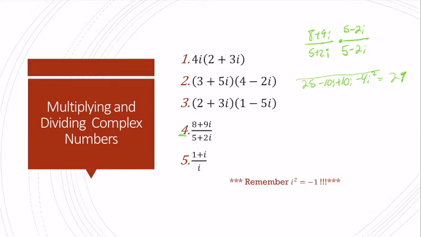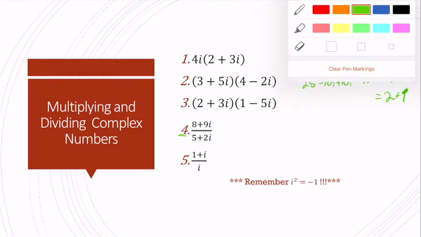For my numerator, I'm going to have 8 times 5, which is 40, minus 16i plus 45i minus 18i squared. That's going to give me 40 plus 18, which is 58, plus 45i minus 16i, 29i. Well, now we can already simplify. 58 divided by 29 is 2. 29i divided by 29 is i.